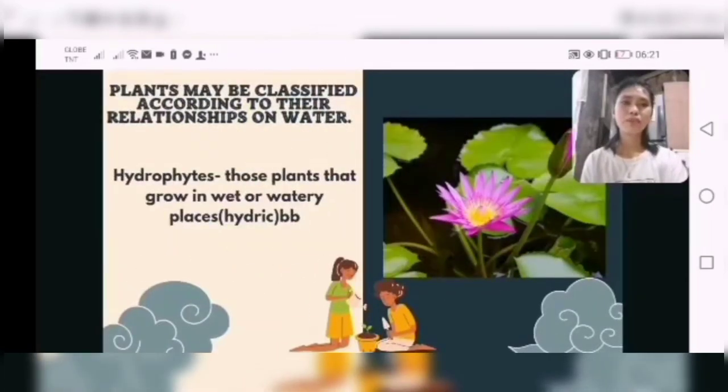Hydrophytes, those plants that grow in wet or watery places. So, those plants motobo ra sa mga basa nga lugar or lupa or hydric nga lugar.